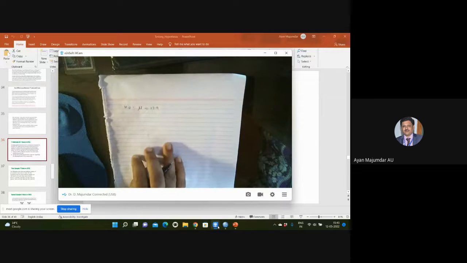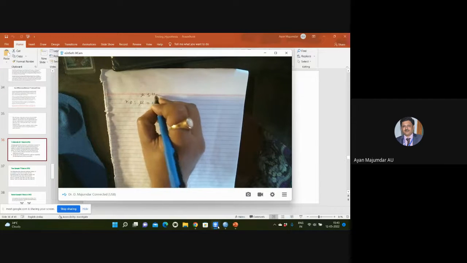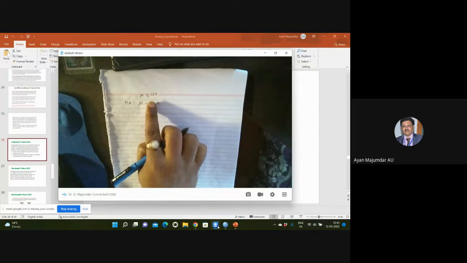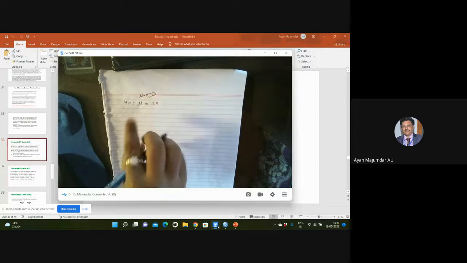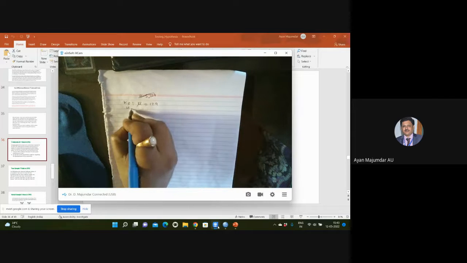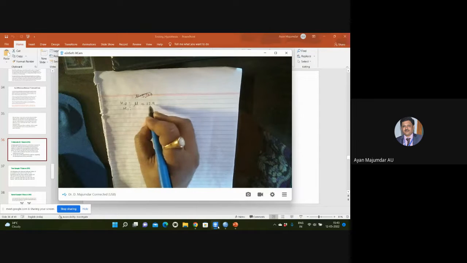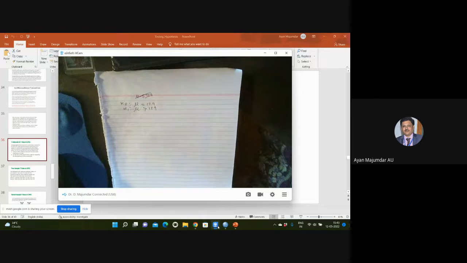Actually, we are testing for higher blood pressure, so it can be written this way: the blood pressure should not exceed 129, the maximum acceptable blood pressure. The null hypothesis is 129, and against that we are testing for high blood pressure. So this is the null hypothesis, and the alternative hypothesis will be mu greater than 129. This is how we write the hypothesis.